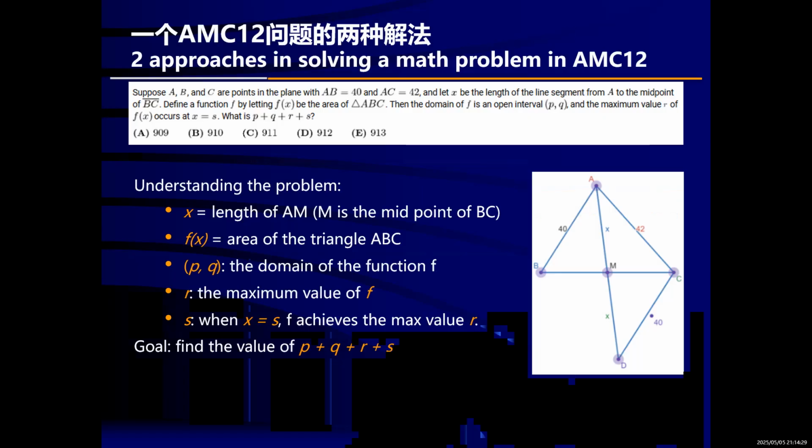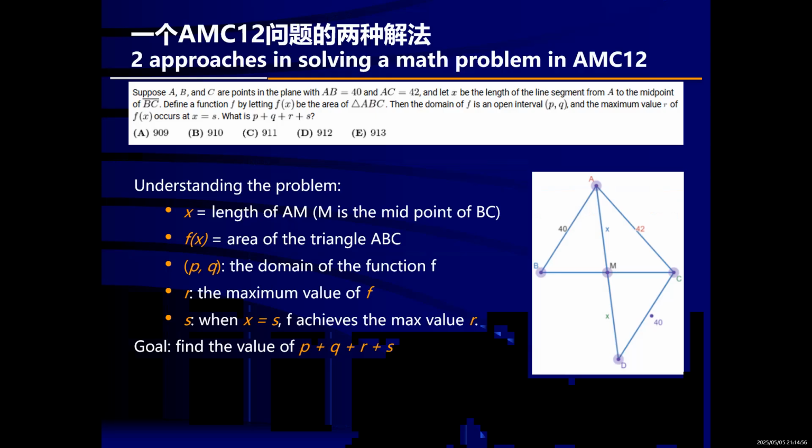First, let's see the problem. Suppose A, B, and C are points in the plane with AB equals 40 and AC equals 42. Let x be the length of the line segment from A to the midpoint of BC. Define a function f(x) to be the area of the triangle ABC.